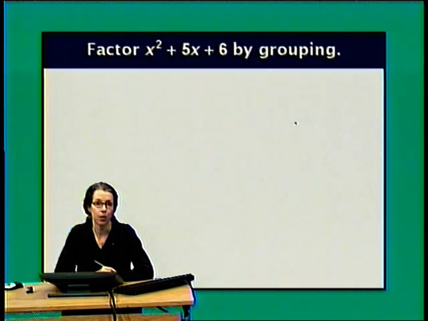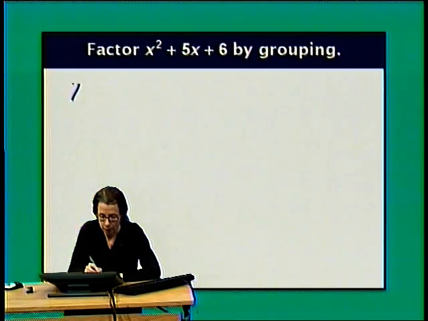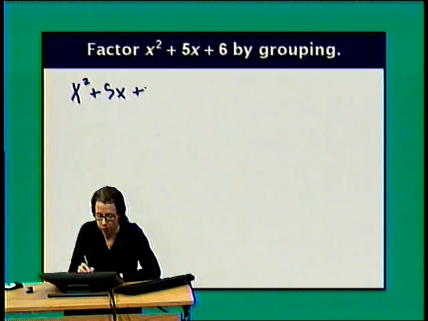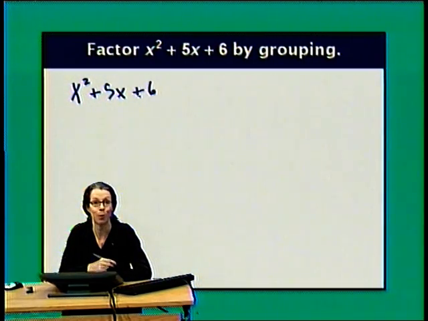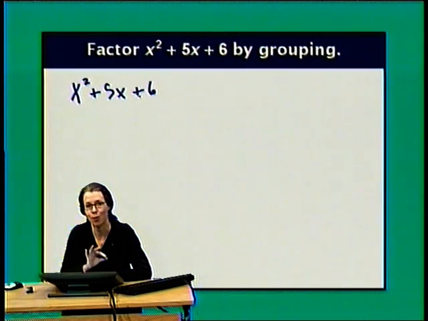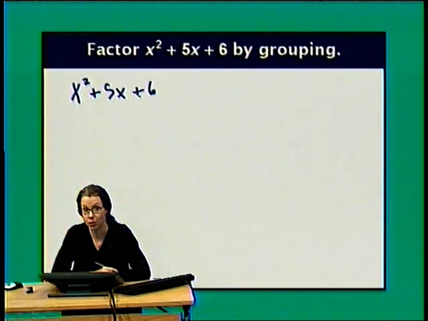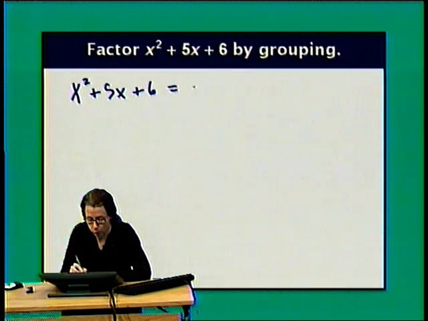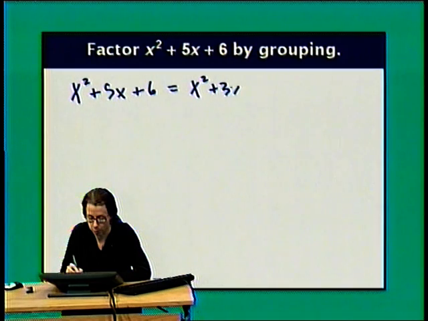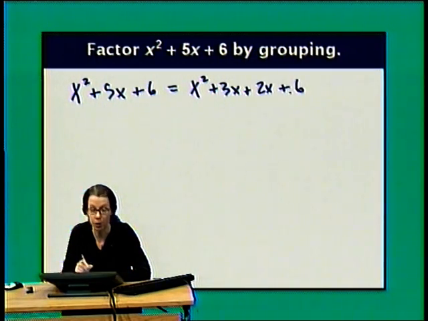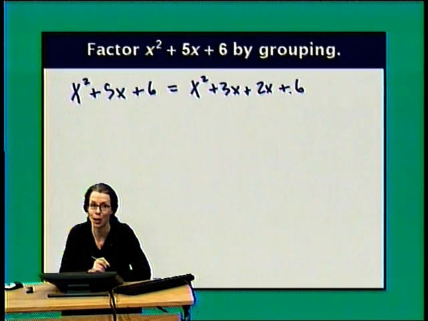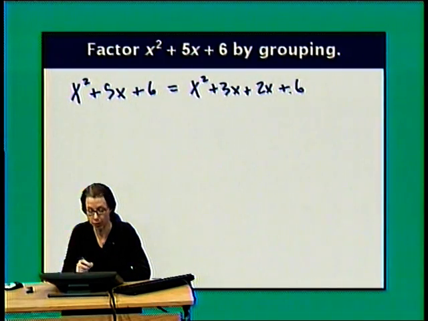So let's factor x squared plus 5x plus 6 by grouping rather than guess and check. So the first thing I want to do is rewrite my 5x term, breaking it up into two terms so that I have 4 terms and I can factor by grouping. And what I'm going to be looking for are factors of 6 that add to 5. Pretty easy, 3 and 2. So I'm going to rewrite the linear term as plus 3x plus 2x plus 6. And I just want to double check to make sure that the two expressions are indeed equal, and they are. Now I'm going to try to factor by grouping.